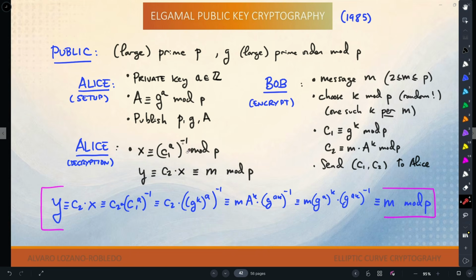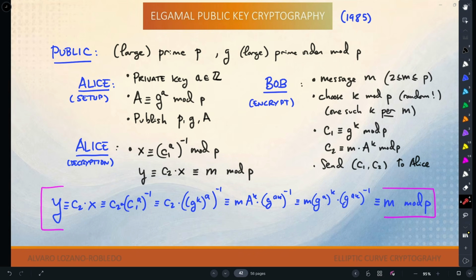Alice computes x to be c1 to the a, her secret key, inverse, and y is c2 times x. And it turns out that c2 times x is m, the message that Bob wanted to send before it was encrypted. Why is that so? y is c2 times x, x is c1 to the a inverse. And if you translate what c1 is, that is g to the k, and c2 was m times A to the k, and if you keep translating what everything means, everything cancels out, and you get m back.